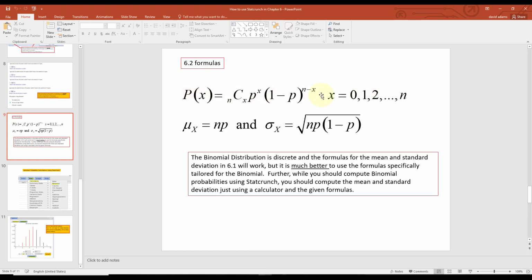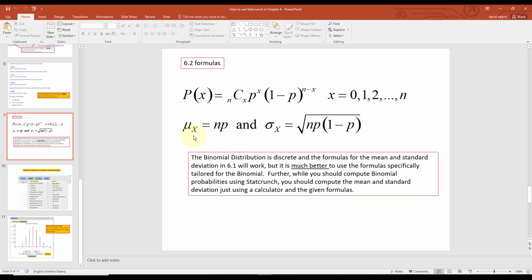This right here is the formula for computing the binomial probability by hand. You should be able to do that. This NCX is the number of ways you can arrange your successes and failures. P is the probability of success, and so X is the number of successes. 1 minus P, because there's only 2 mutually exclusive outcomes. That's the law of the complement. That's the probability of failure. And this N minus X is the number of failures. So if you have 10 trials and 7 successes, you're going to have 10 minus 7, 3 failures.